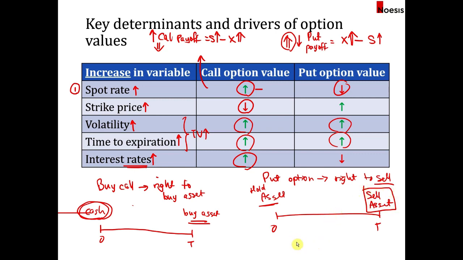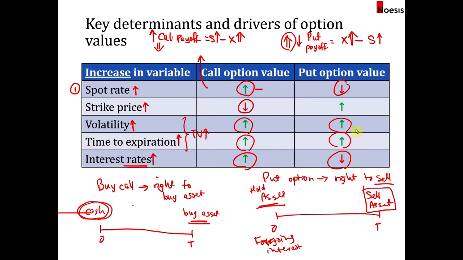So the longer the period here, of course, the more interest income you are foregoing. Imagine if you're holding the asset, you are foregoing the interest income. So the higher the interest rate, the more interest you are foregoing. So that's why the higher the interest rate, the lower the put option value.